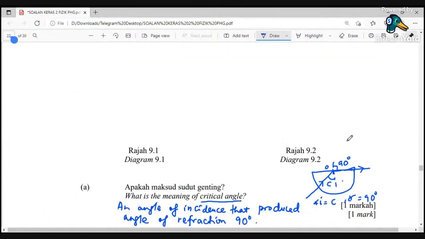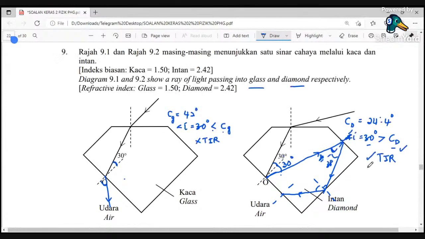So kalau semakkan dia 3 markah, ini you akan dapat satu lah betul light ray. Ini angle betul, ray betul. Angle betul, ray pun betul. Okay. Jadi jumlah 3.